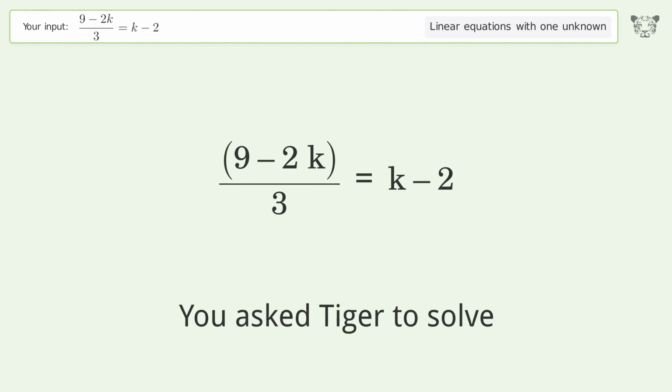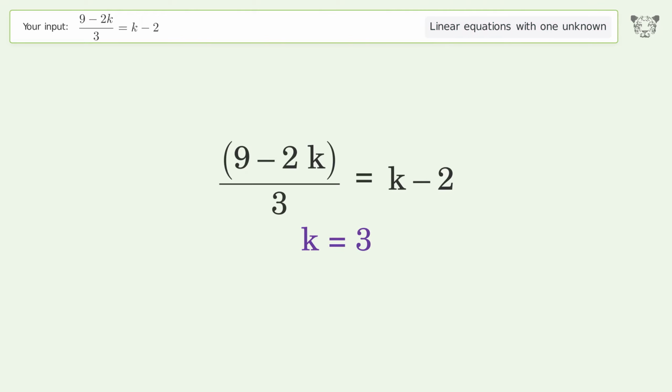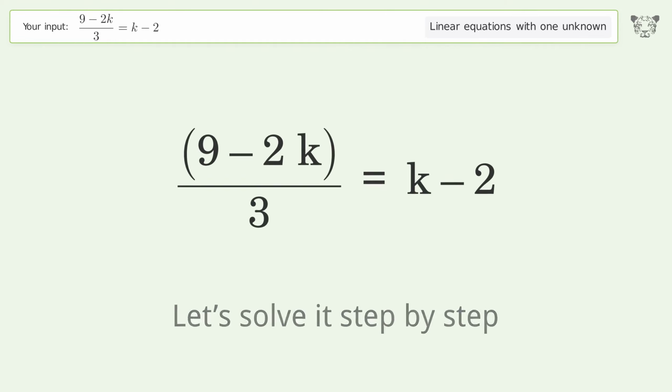You ask Tiger to solve this. This deals with linear equations with one unknown. The final result is k equals 3. Let's solve it step by step.